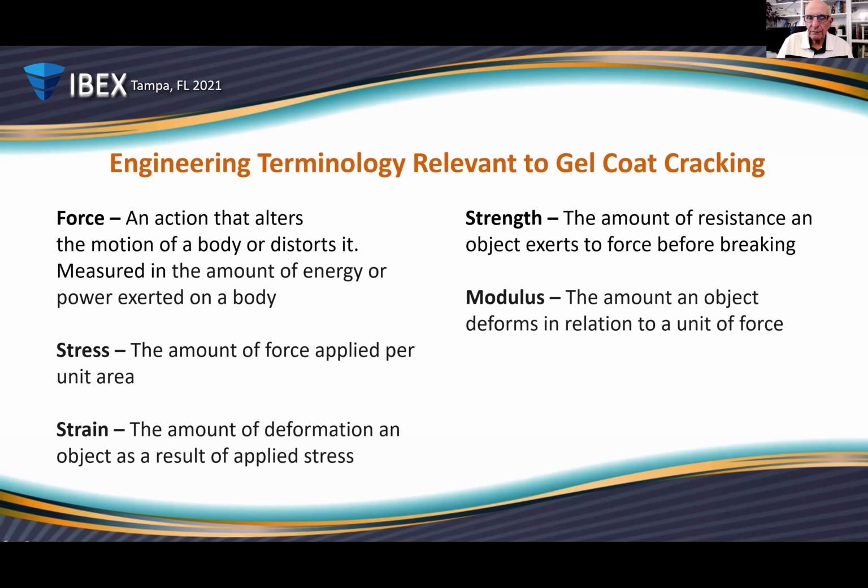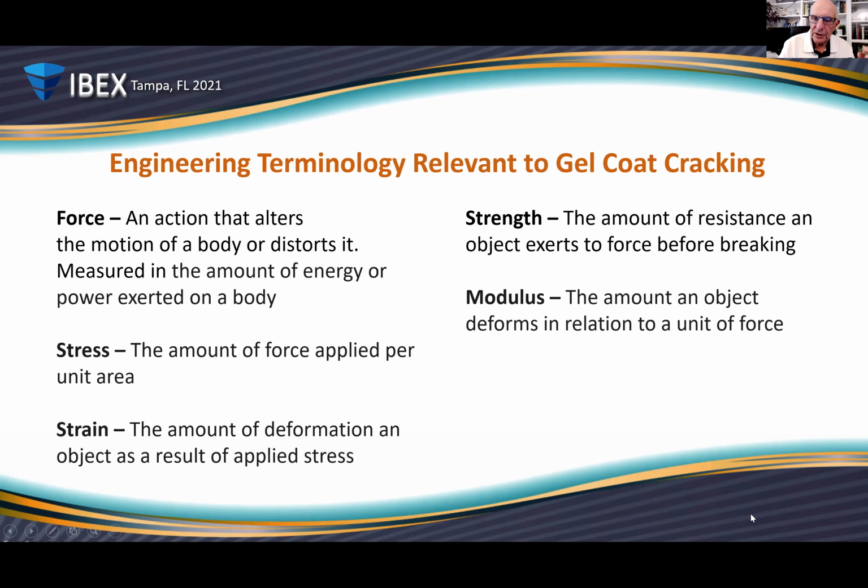So we'll look at force. Force is an action that alters the motion of a body or distorts it, and it's a measure of the amount of energy that's applied on this body. Then we have stress and strain, and these terms get used interchangeably and sometimes not in the right way. Stress is the amount of force applied per unit area. It's a measurement. Strain is the amount of deformation. How much is it going to move?